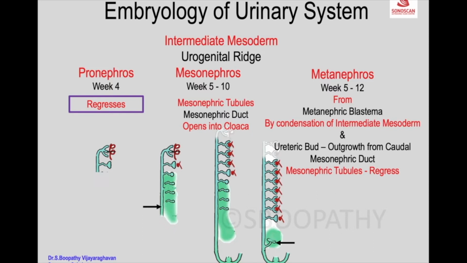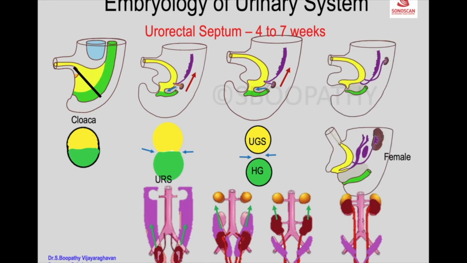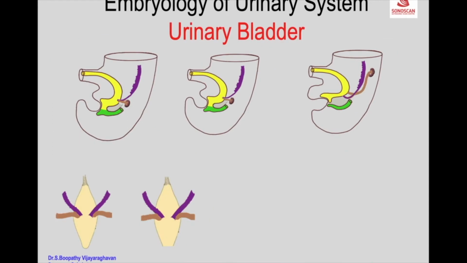And with this, the mesonephric tubules regress and form the metanephros and the hindgut. And the mesonephros moves caudally and the kidneys ascend up with this simultaneously. And finally, the mesonephros develops in the female into the various parts, and the kidney further moves up. And now we'll see the further development of the urinary bladder and horseshoe kidney.